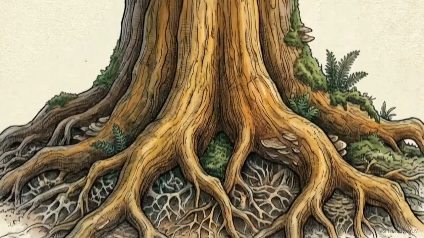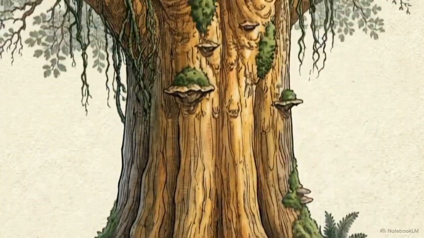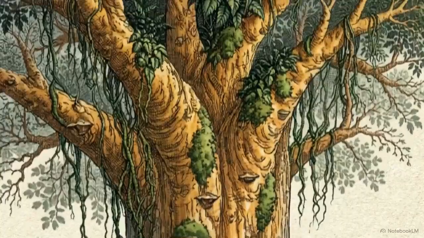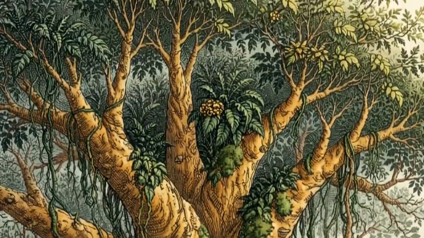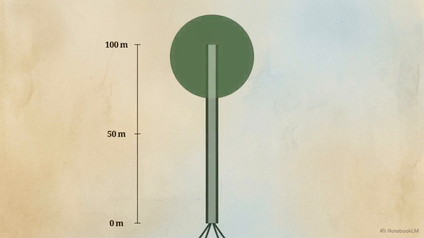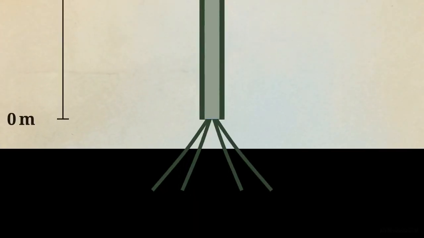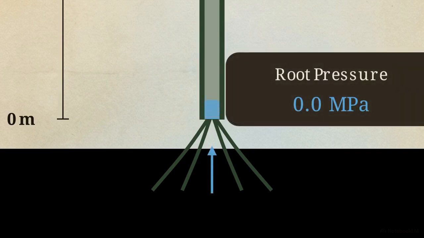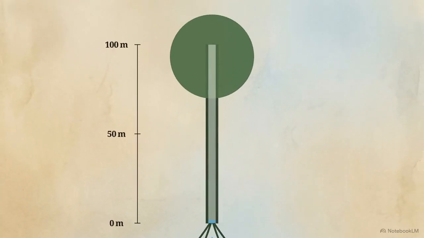To move water 100 meters vertically, a giant tree relies on a transport pathway that is over 99.5% internal. This diagram outlines the scale of the problem. It is tempting to assume the plant pushes this water up from the soil, but as we see at the roots, root pressure typically maxes out at less than 0.1 megapascals. Furthermore, this pressure drops to zero when transpiration rates are high. It is mathematically insufficient to force fluid to the canopy.